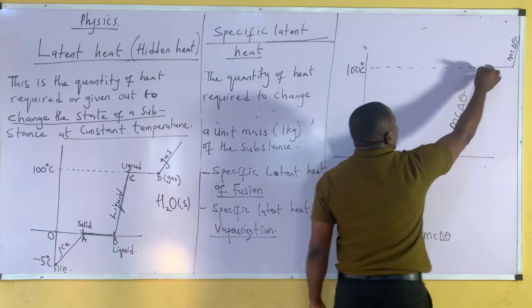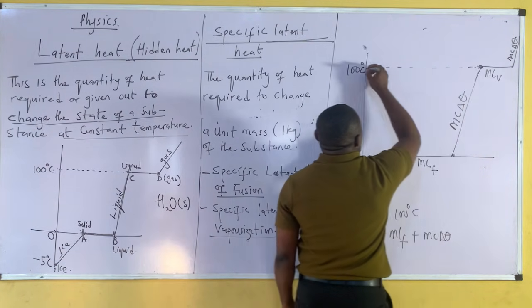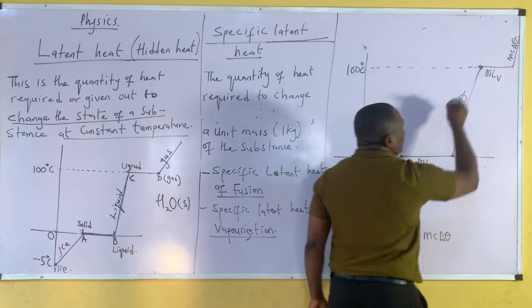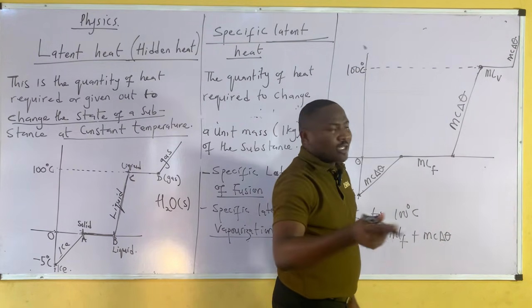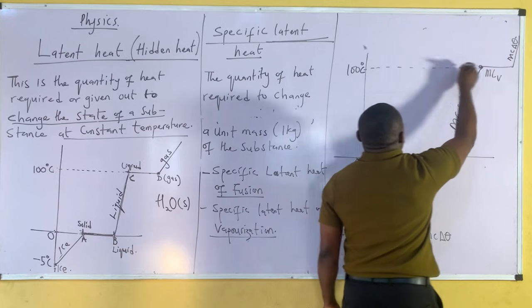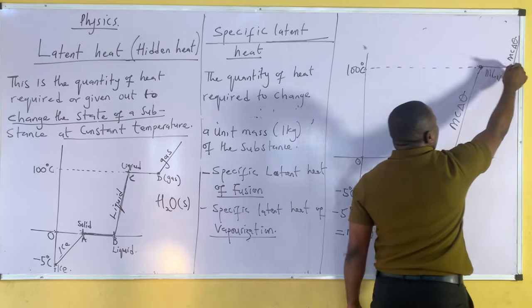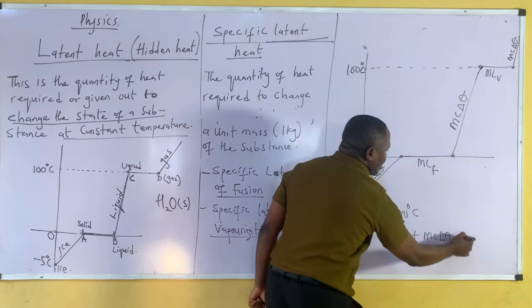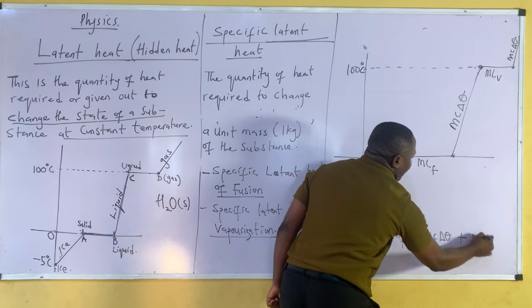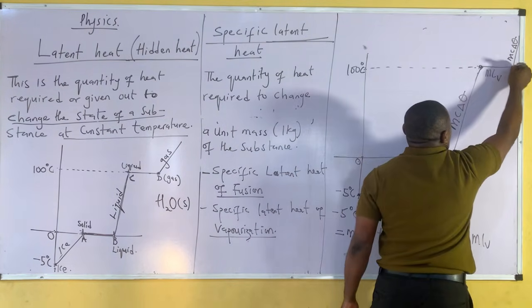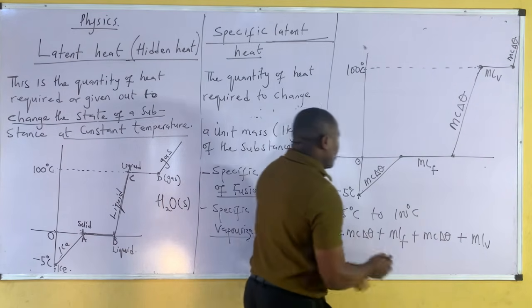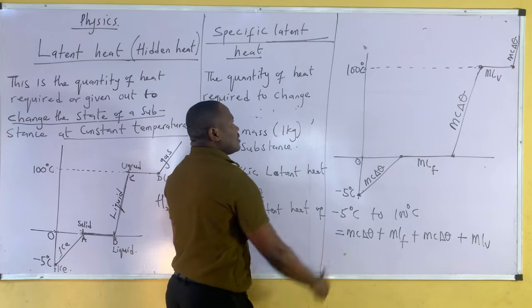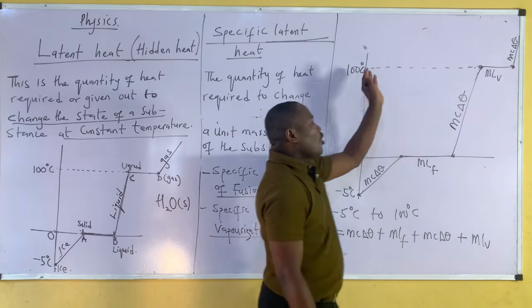Then this is the last point because I said at 100 degrees Celsius. Now it's not depending on whether it is at liquid state or at gaseous state. If it's at liquid state, I will stop here. But if it's at gaseous state, I will end here. So I will say plus mLv, that's if it's at its gaseous state. So this will now be the total heat required to change a substance from minus 5 degrees Celsius to 100 degrees Celsius.